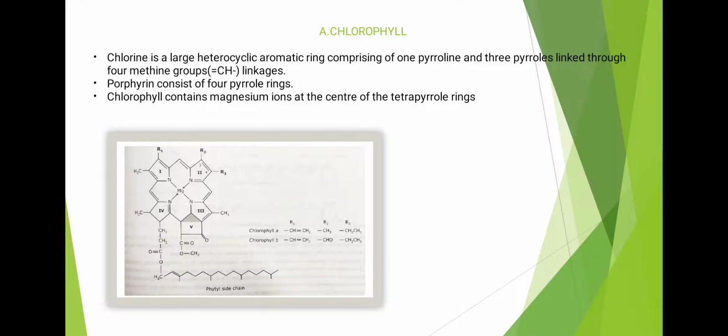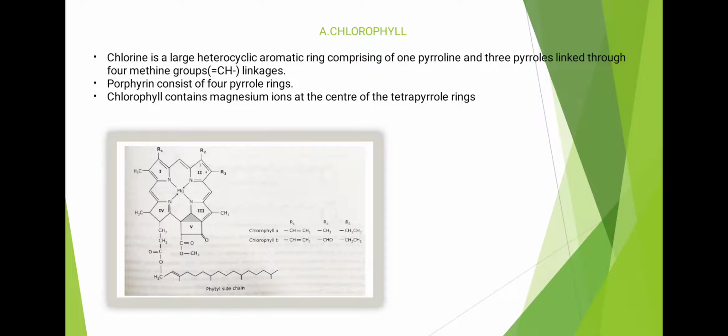Now what is chlorin? Chlorin is a large heterocyclic aromatic ring comprising 1 pyrroline and 3 pyrroles linked through 4 methine groups. Okay, linked through 4 methine groups. Now, for your kind information, there is a misprint in this slide. It's not chlorine, it's just chlorin.